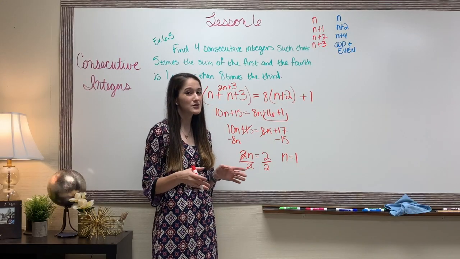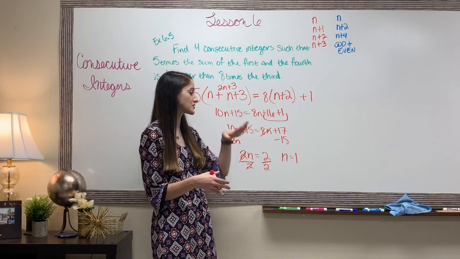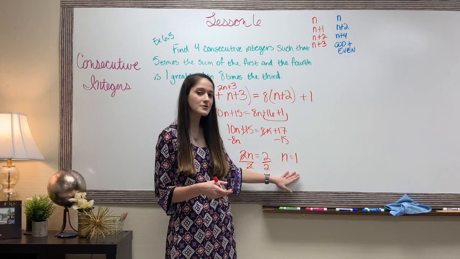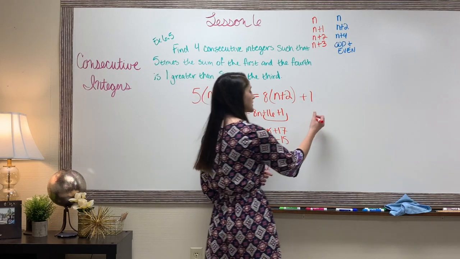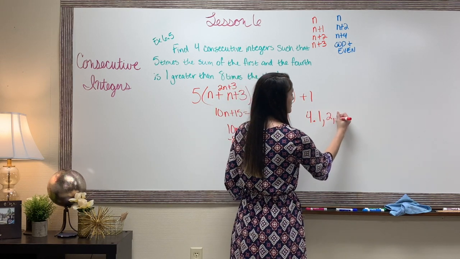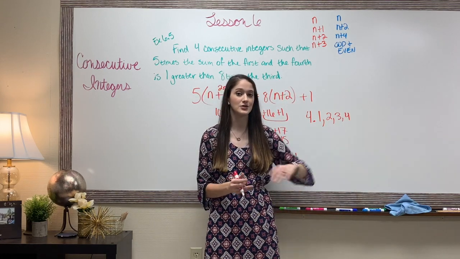But that's not where we are supposed to stop because it says find 4 consecutive integers. Right now I only have 1. So what integer comes after 1 is 2. So if this were problem number 4 on my homework, I would write 1, 2, 3, 4. And I have 4 consecutive integers.